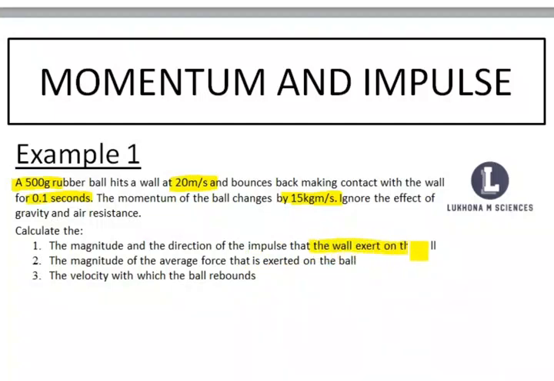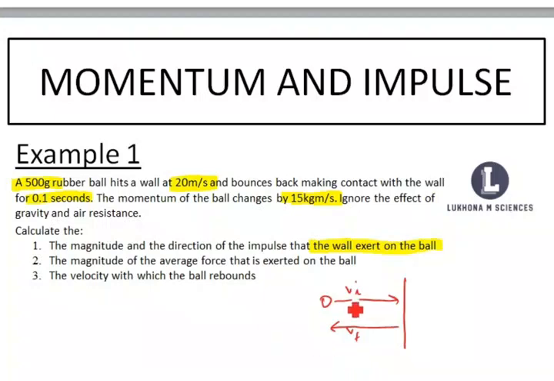So we have the wall here, we have the ball which is going towards the wall. Then the wall exerts an impulse. Then the ball turns back, changes its momentum. This is our initial velocity. This is our final velocity, right?